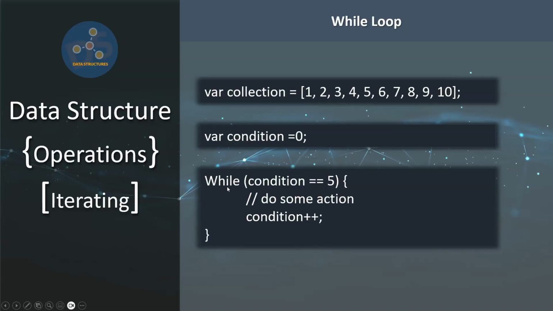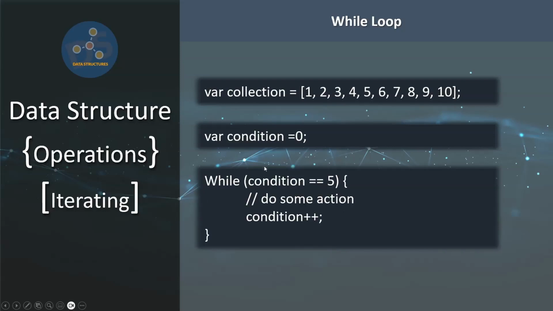Then the while loop will get in again to check: is the condition equal to 5? No, it's not equal to 5 yet. So do some action, update the condition, and then get in again. Is the condition equal to 5? No, not yet. So continue until this condition is true, then stop the while loop. You should have a condition to stop the while loop.